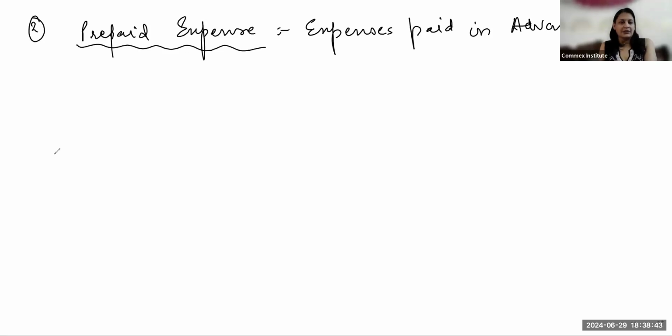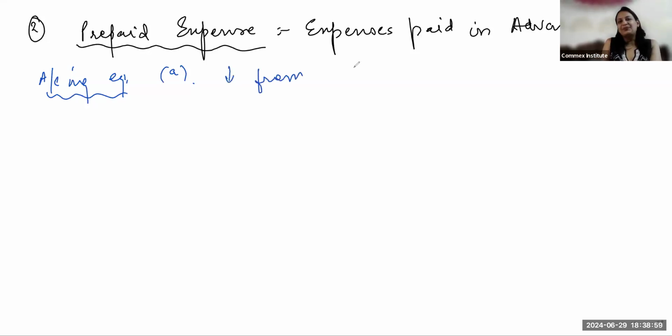And assets are debited. Okay, first let's see what is the accounting equation treatment. We are revising this also because some of the students are having their exam of accounting equation. So in the accounting equation, the effect is a decrease from cash because these expenses have been paid. And second thing, a new asset column is created.